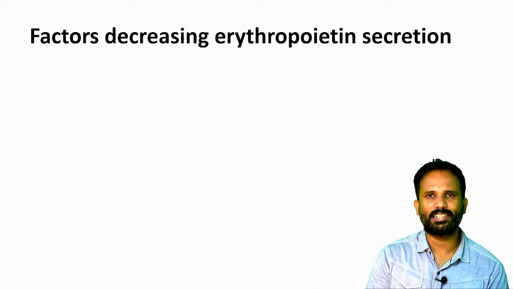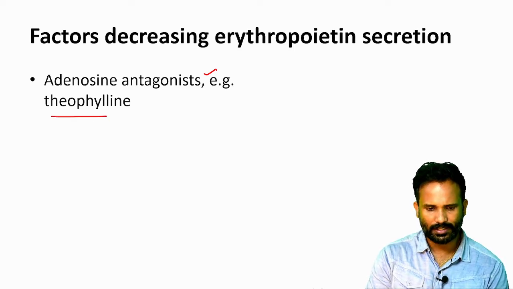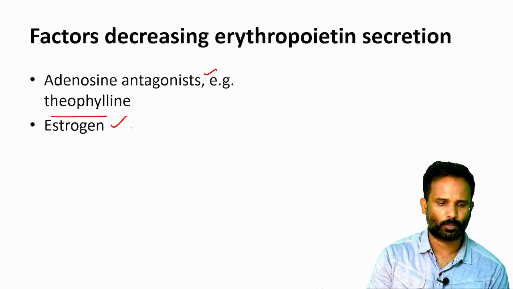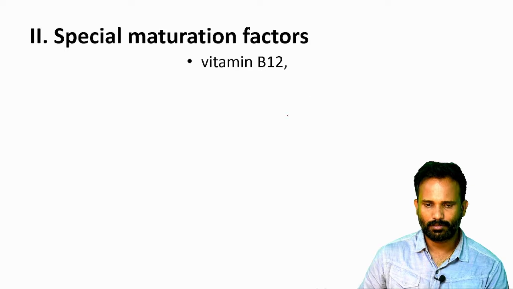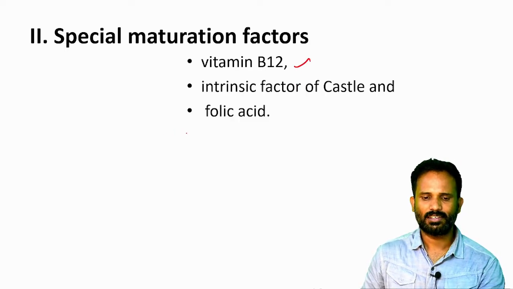And factors decreasing erythropoietin secretion are adenosine antagonists like theophylline and the female hormone, estrogen. These are the inhibitors of erythropoietin. And the special maturation factors are vitamin B12, intrinsic factor of Castle, and folic acid.